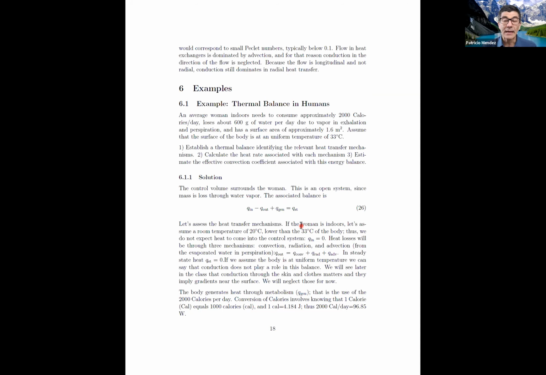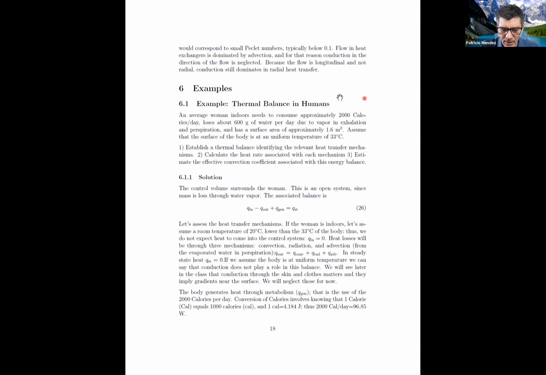So this is an elaborate example. It's all written down, but it helps you see some interesting things. So let's talk about an average woman that consumes about 2,000 calories per day. Those are the calories you eat. It's like when you buy food and it says so many calories, those are the calories I'm talking about. You see that I use calorie with a big C.